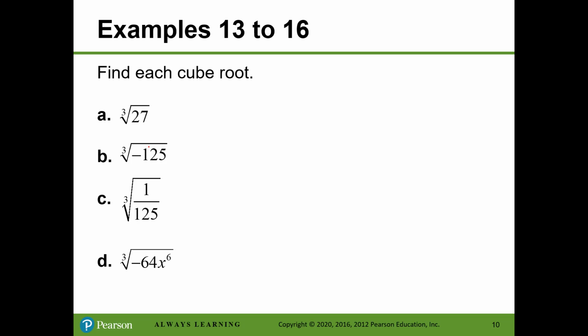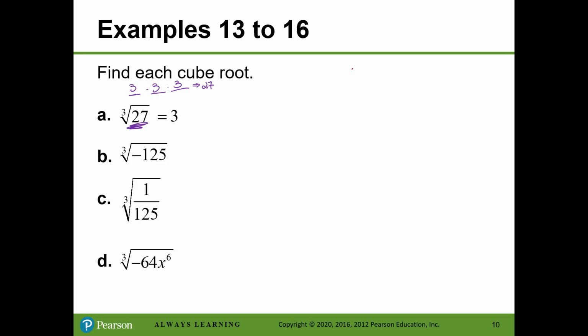So, cubed root of 27. Again, I'm looking for 3 of a kind. What number multiplied by itself 3 times will give me a 27? And if you said 3, you're right. 3 times 3 times 3. That's what this means. 3 times 3 times 3 gives me that 27. Does that make sense? Okay.